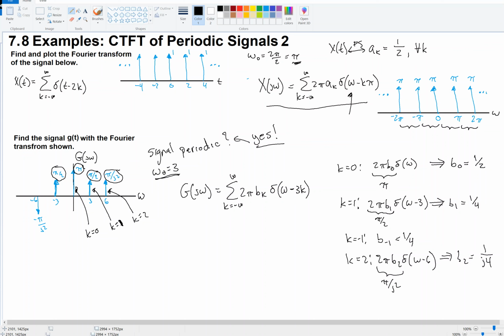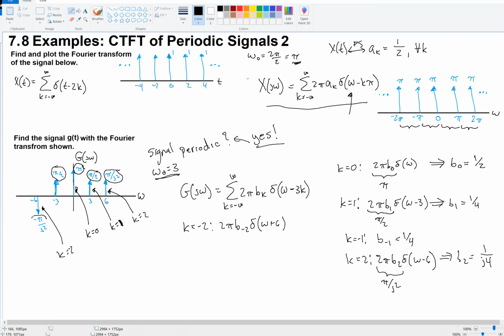Awesome. So we're moving right along here. Let's look at the k equals minus 2 term. If I plug k equals minus 2 in here, then this would be 2 pi b minus 2 times the impulse of omega plus 6. So this is an impulse that's shifted to the left by 6. Well, that's this one. So this is the k equals minus 2 term.